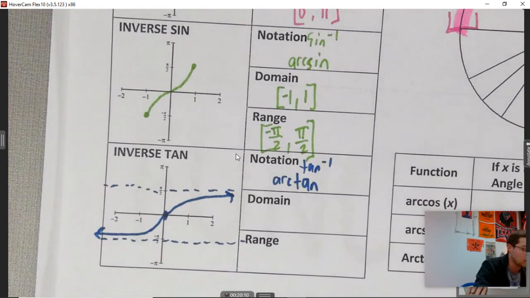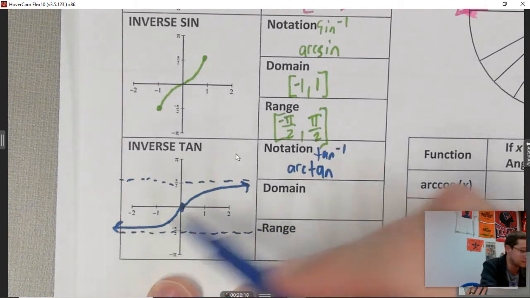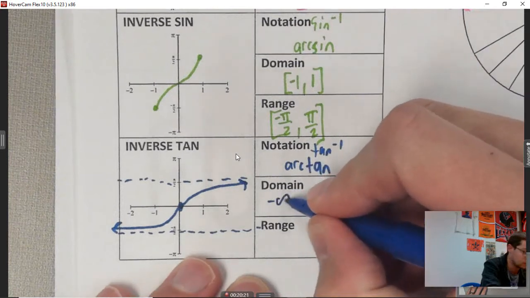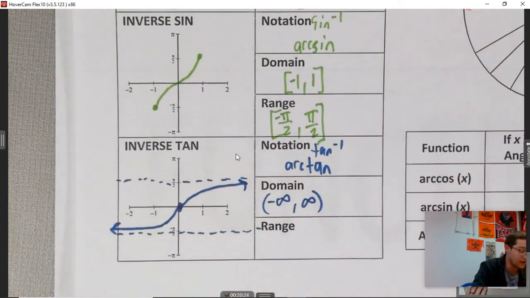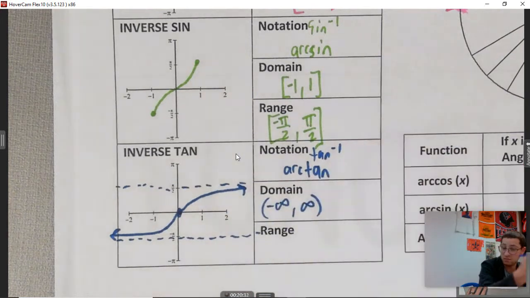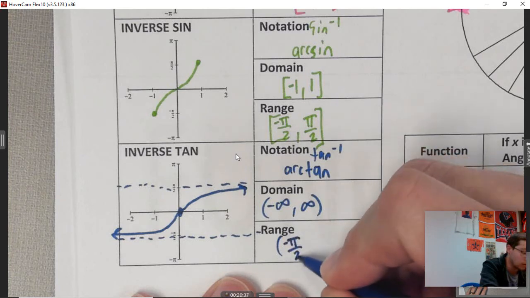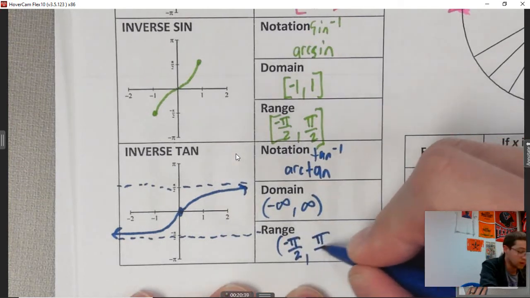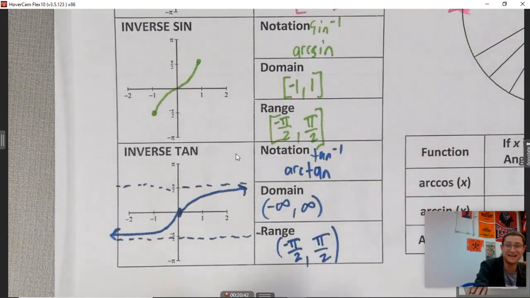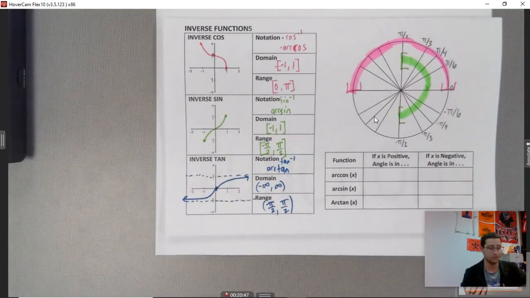arctan. Okay, domain. The domain here is actually everything, all real numbers. Look at my arrows. The x domain is all your x's that are allowed, so negative infinity to infinity. The range is a restricted range, and notice I put parentheses here. I also put parentheses here because of the asymptotes. So it goes from negative pi over 2 to pi over 2. So that's the same range as this in here.